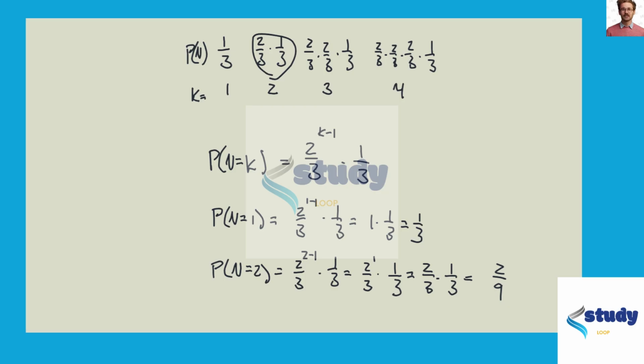And each time we'll just get another multiple of 2/3 out front, so 2/3 to the k minus 1 times 1/3.